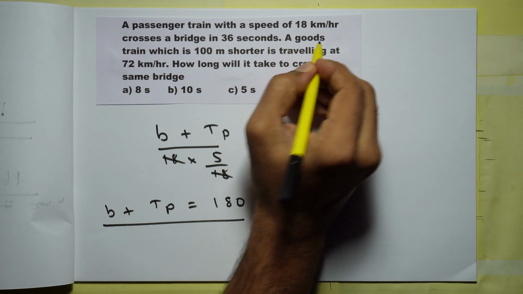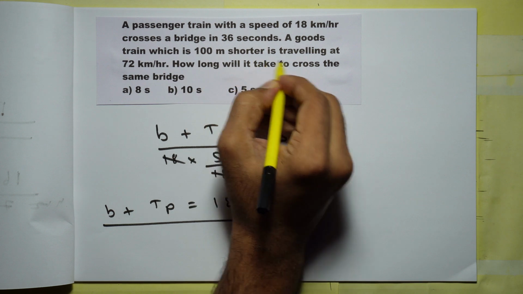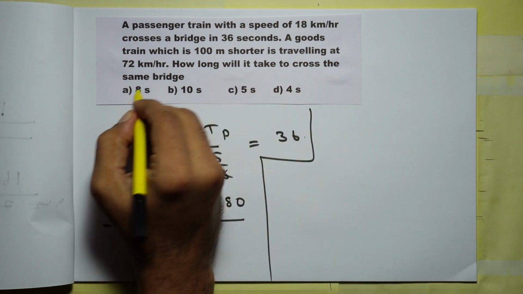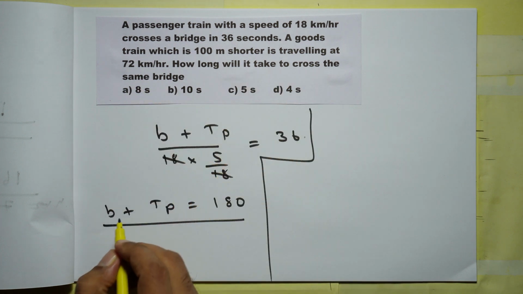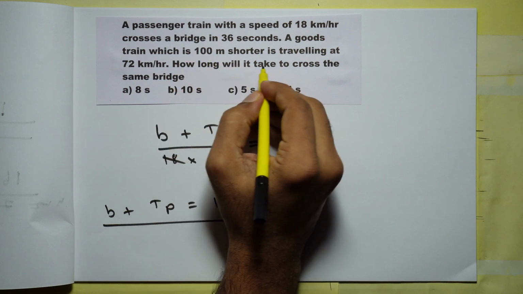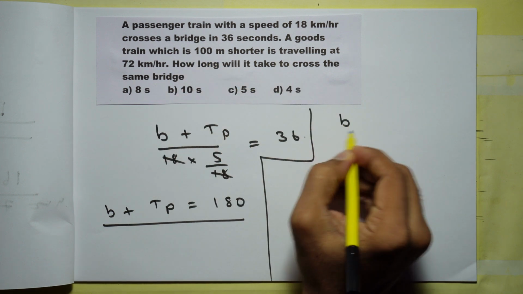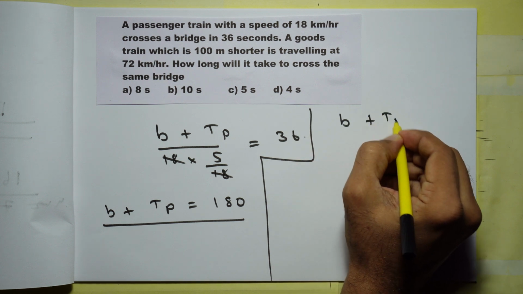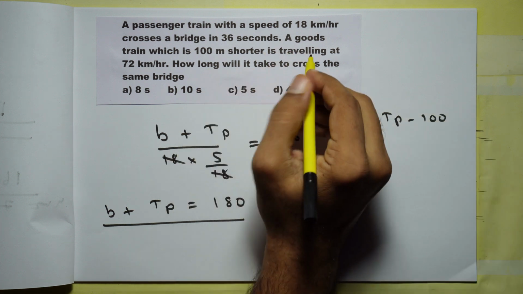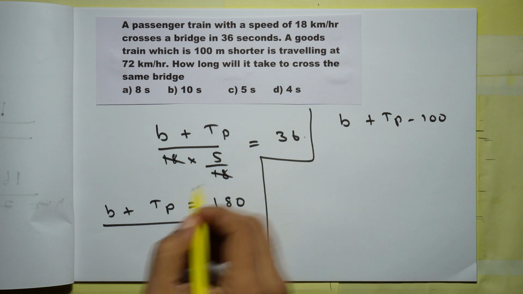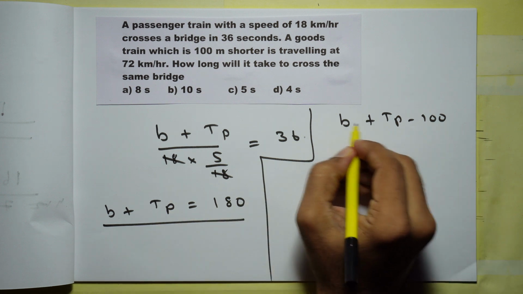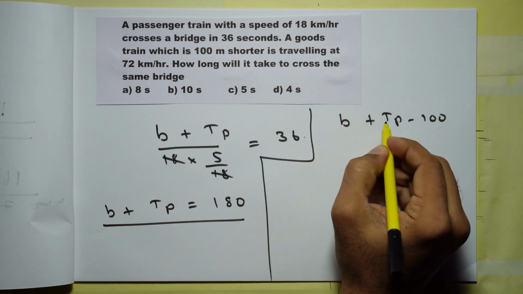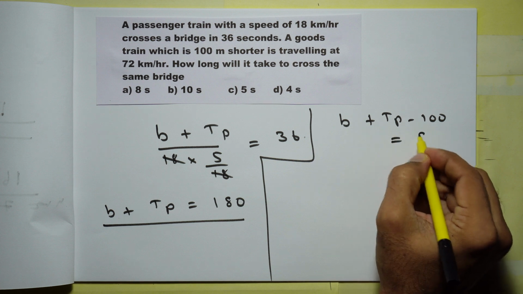Let us continue. A goods train which is 100 meters shorter is traveling at 72 kilometers per hour. How long will it take to cross the same bridge? Now for the goods train to pass the bridge, first the length of the bridge has to be covered. Then its own body length. And its own body length is TP minus 100 because it is 100 meters shorter. So it will be TP minus 100. So this is the distance to be moved. Now B plus TP is equal to 180. So B plus TP minus 100 will be 80.